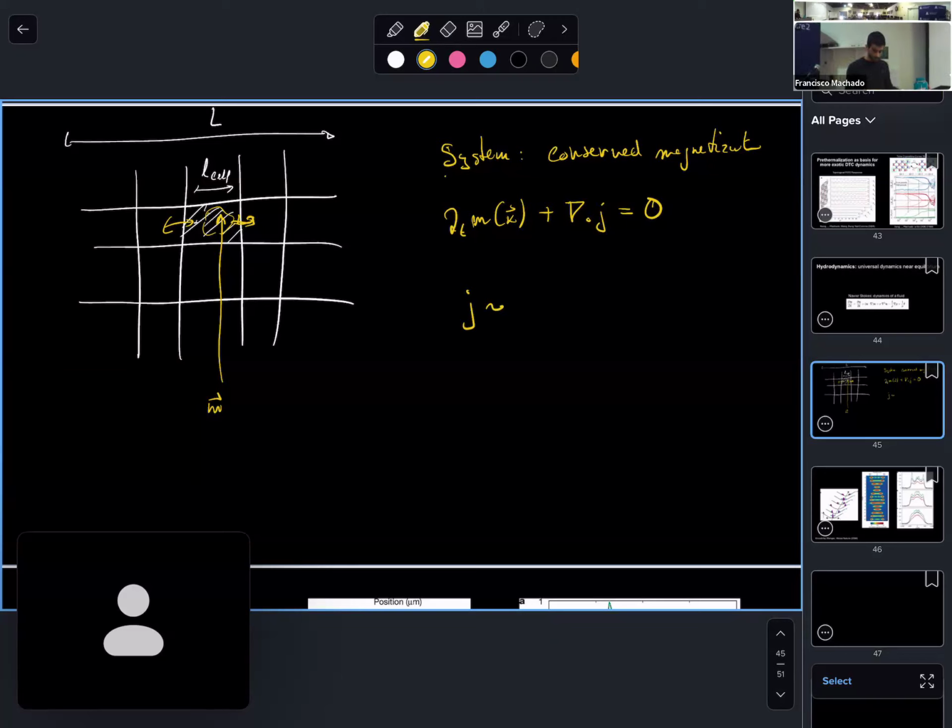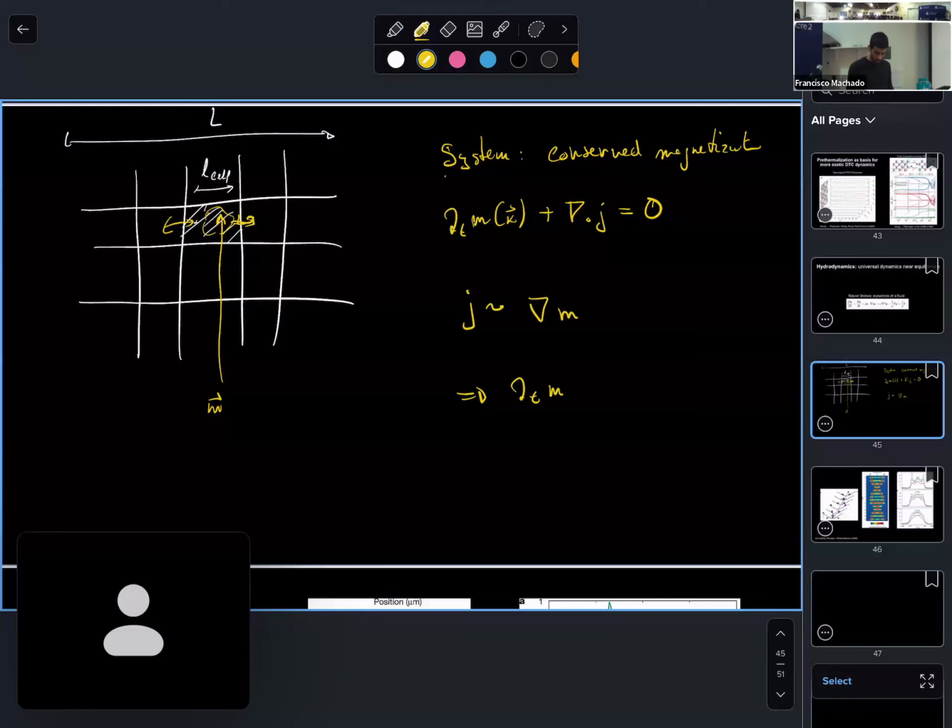And to lowest order, you always expect this to be proportional to the gradient of magnetization. If I have marked magnetization on the left and on the right, things are going to move from the left to the right, and that's going to be the current. And this allows you to derive an expression, let me put a D here for the diffusion coefficient. And this just tells you that on very general grounds, you expect that a single conserved quantity is going to diffuse in your system.